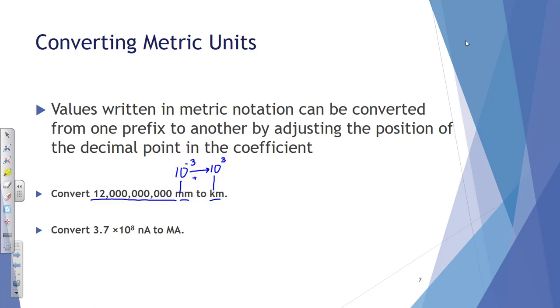That means that we are gaining 6 powers of 10. And if we're making our exponent go up by 6 powers, our coefficient is going to have to go down by 6 places. And so if we do that, we'll move our decimal 1, 2, 3, 4, 5, 6 places. This becomes 12,000 kilometers.